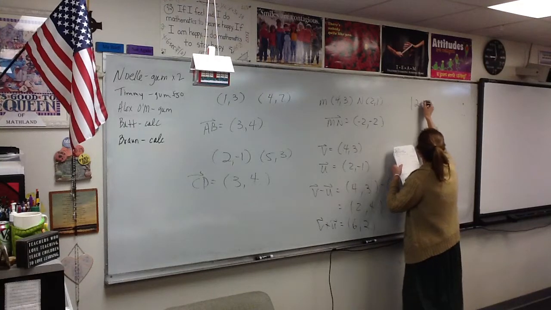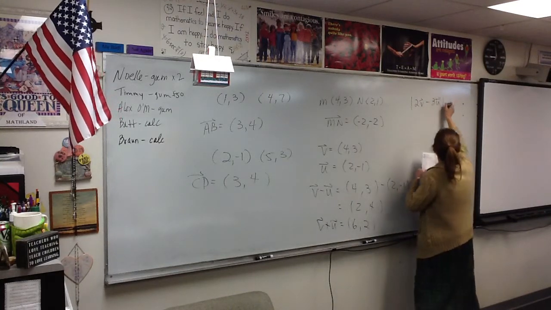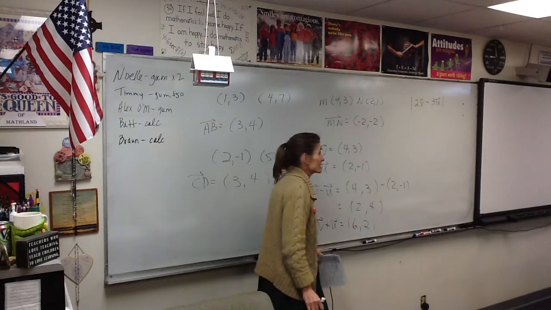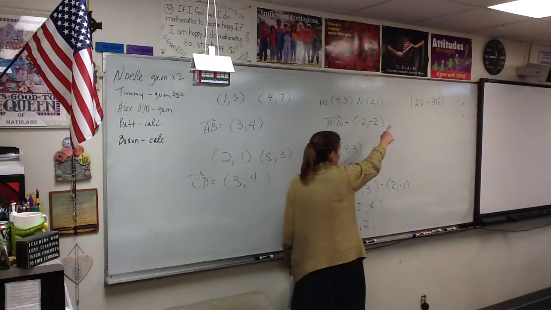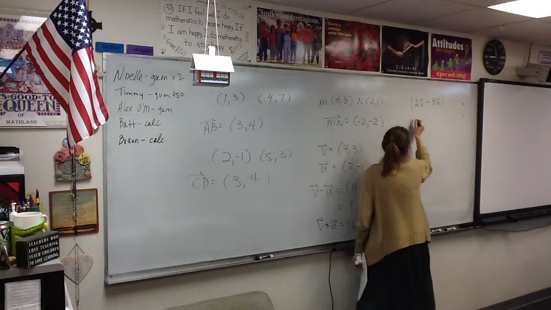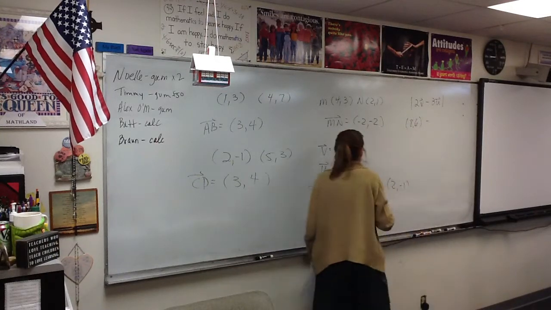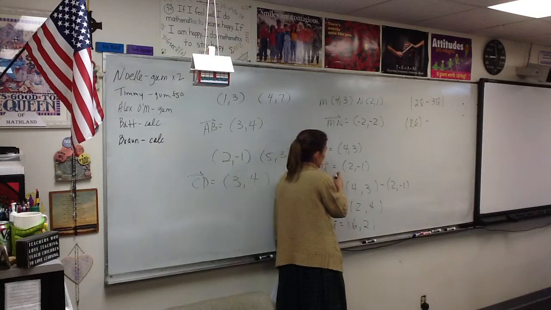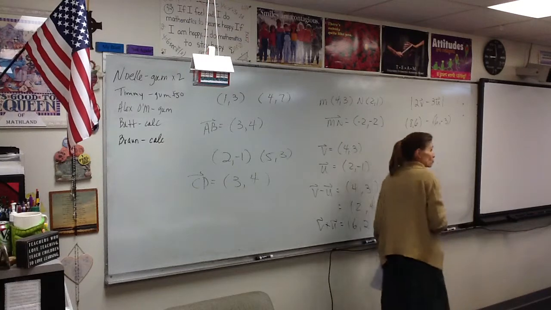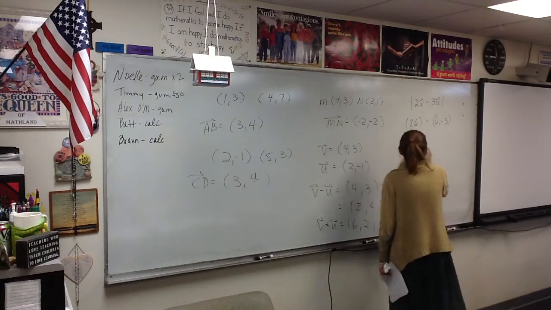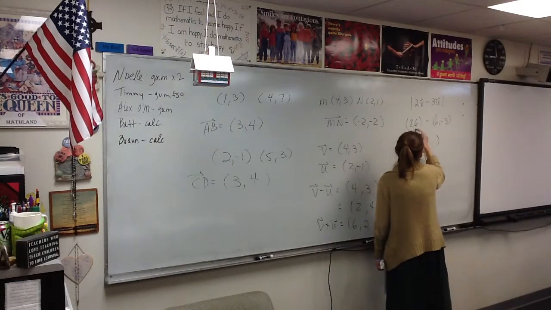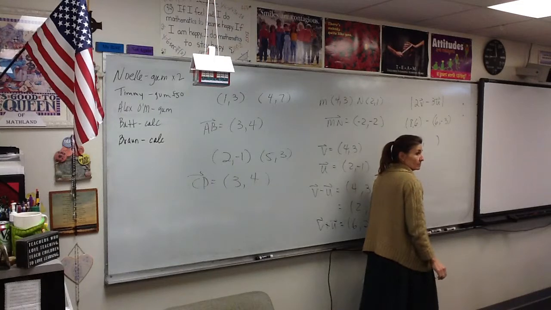Okay, now we've got a very complicated looking problem. But really it's not. We're going to start by taking 2 V's. We're going to figure out what 2 V's are. So what are 2 V's? 8, 6. What are 3 U's? 6, -3. Now we're going to subtract those. So we'll have 8 minus 6, 6 minus -3. 9.